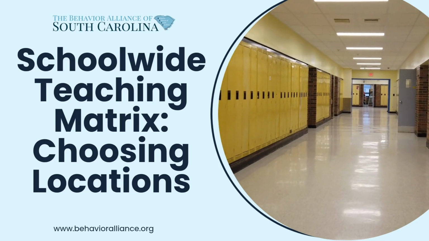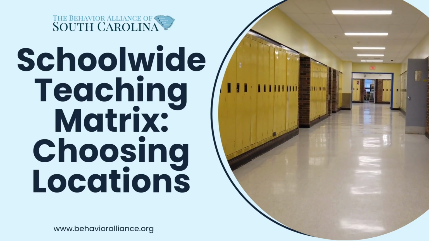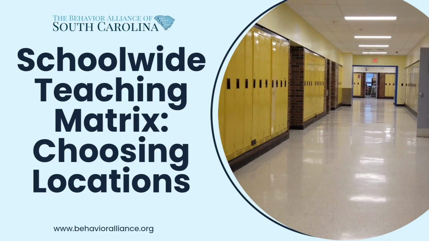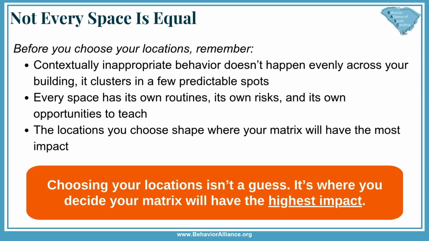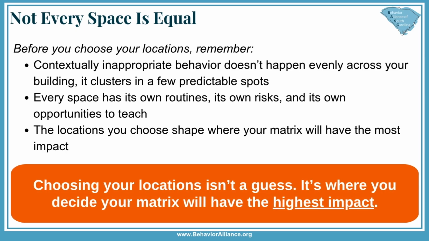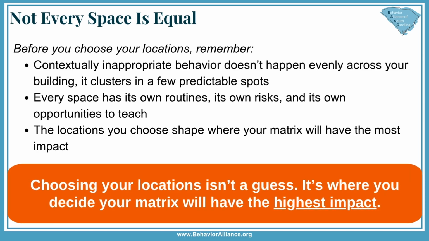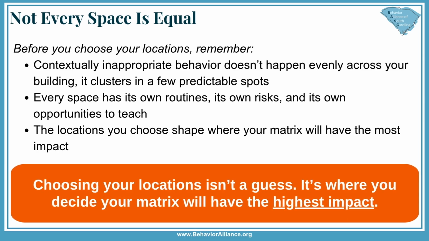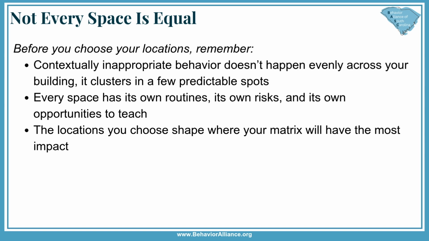Now we're going to spend a little time looking at your school-wide teaching matrix and choosing your locations. You spent some time talking about establishing your norms. Now it is time to decide where those norms get taught. Not every part of your building needs the same attention. Some spots create far more challenges than others, and that's exactly what the goal is, to figure out together. It's deciding what areas of your school will have the highest impact on your matrix.